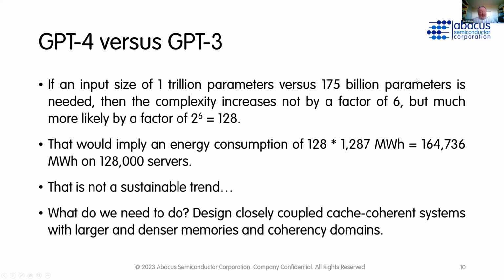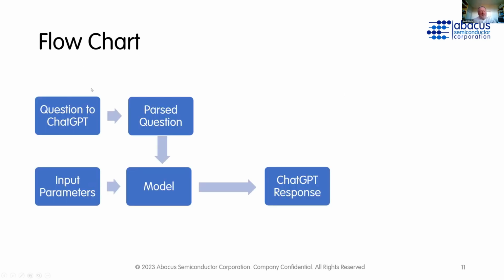So again, if we assume that it's not going up by a factor of 6, but instead by a factor of 2 to the power of 6, that would be an energy consumption of 164 gigawatt hours on 128,000 servers. And that's not a sustainable trend, because we would now burn more power than pretty much any other single application on the internet, just training GPT-4. And that's not environmentally friendly. That's not friendly towards the time that it takes to train it. And even if we later on figure out, after it's compressed, even the inference would be very, very slow. Because if we look at that, the flow chart really is very simple.